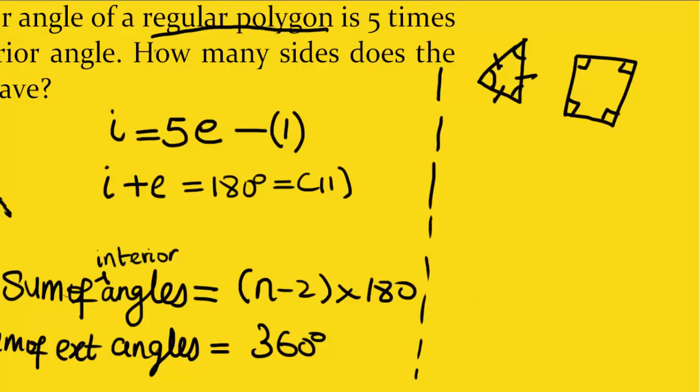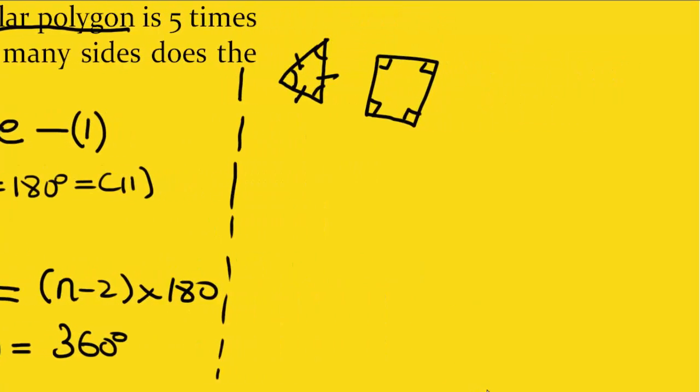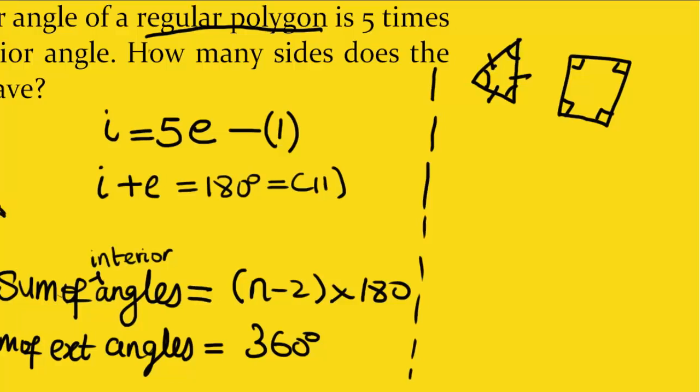So we have a polygon with n sides, which means that it has n interior angles. Say, I'll put it this way. If we have n interior angles and each of these interior angles are the same, the sum of the interior angles is n times the value of one interior angle.